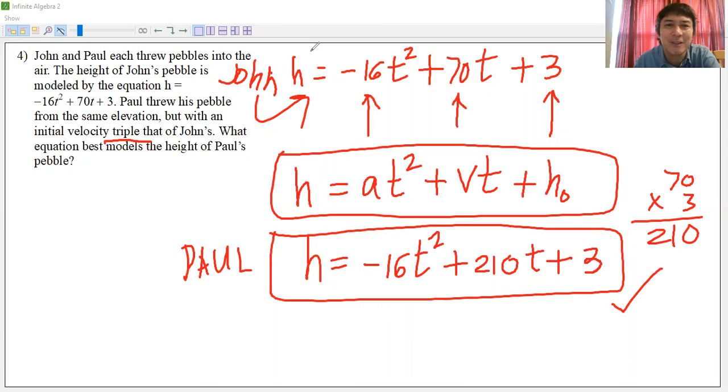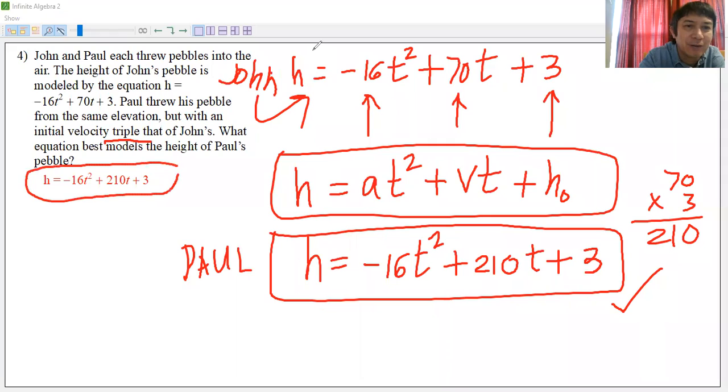So this must be the answer there. It's over here. h is equal to negative 16t squared plus 210 times time plus the initial elevation of 3. So that's it. That's the answer for number 4.